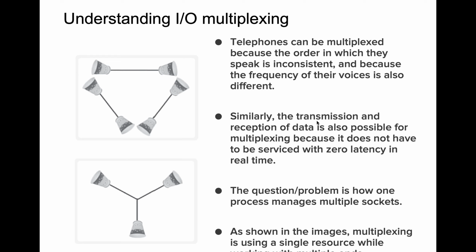Similarly, the transmission and reception of data is also possible for multiplexing because it does not have to be served with zero latency in real time. Even though the clients will be trying to send and receive data to and from the server at the same time, the client will not notice the latency caused by one process serving multiple clients at the same time. That latency will not be significant. It will be really small, so it is negligible. That's why I/O multiplexing can be used to support multiple clients by a single server.